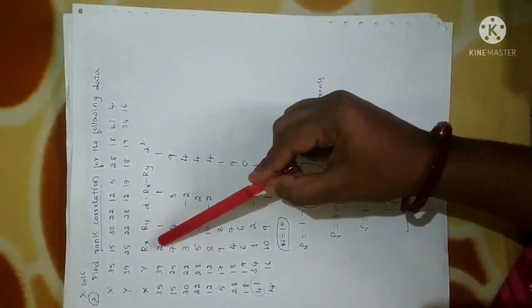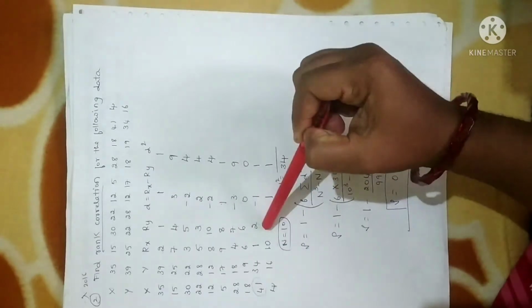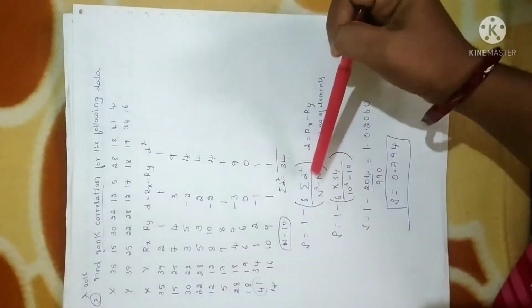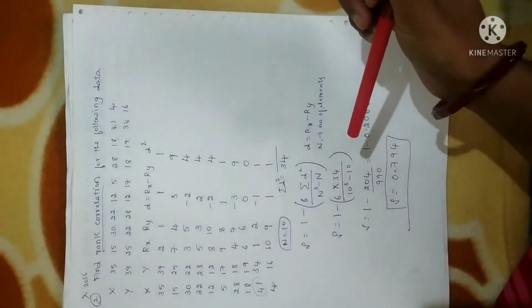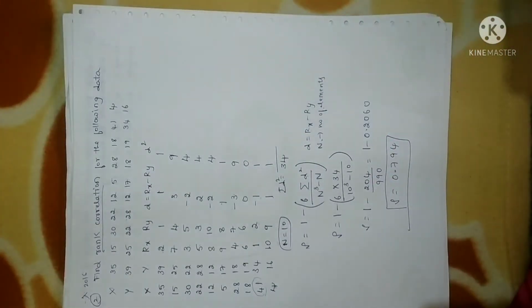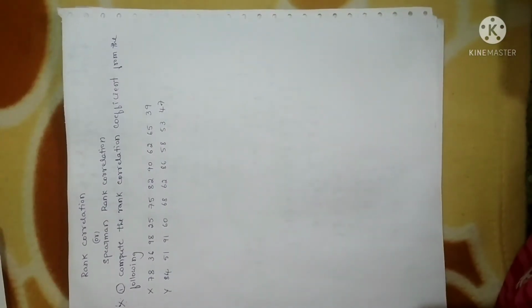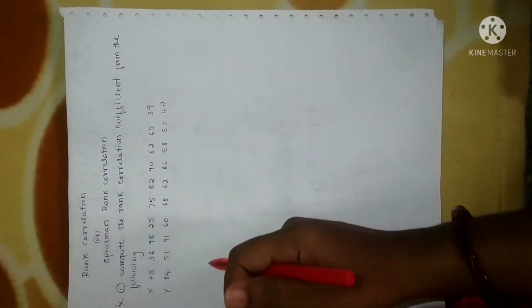And then you check whether there is a repetition in rank or not. If there is no repetition, you have to use this formula and calculate whatever terms are needed, and substitution will give you the value of the rank correlation. Here is a problem. Actually, I thought of taking this as the first problem, but I have done this.